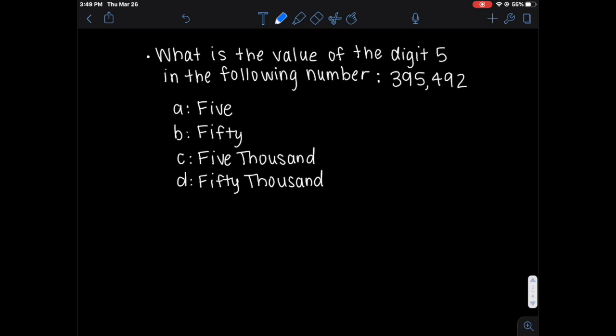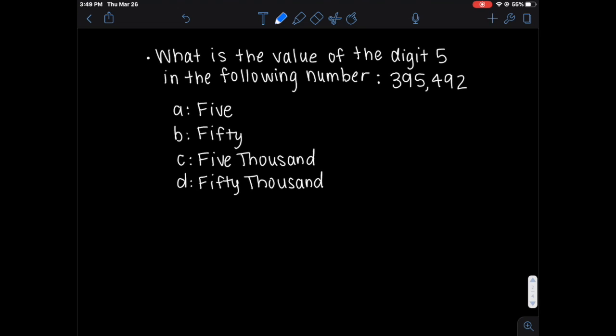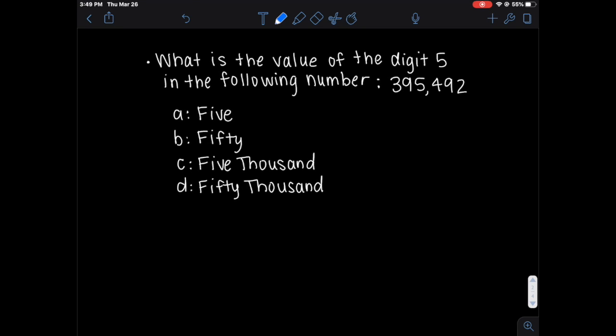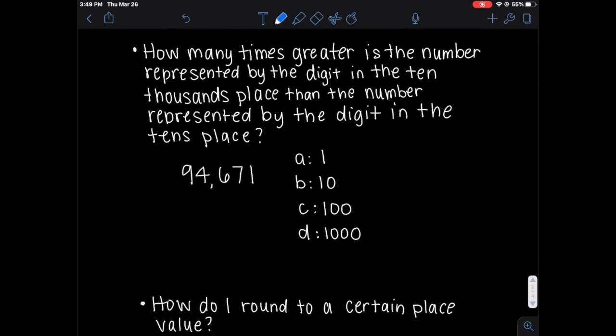Moving on. What is the value of the digit 5 in the following number? 395,492. So we're trying to look at this 5 here. The 2 is ones, tens, hundreds, and then thousands. So our 5 is in the thousands position. So the answer that matches that is C. The value of the 5 is 5 thousand because it's in the thousands position. All right, see, not too bad.